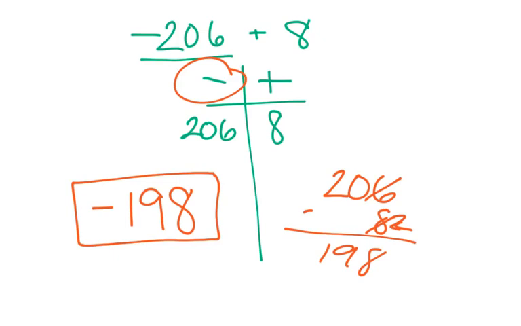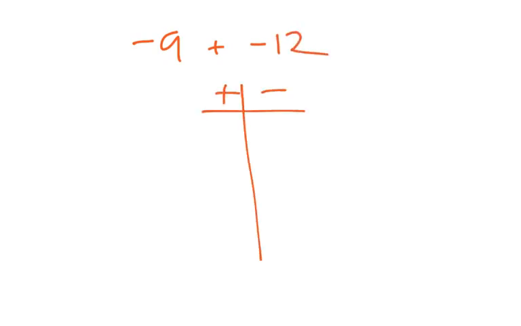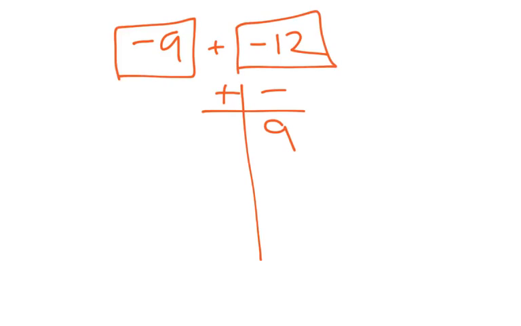This can also be used when you have two or more terms of the same sign. For example, negative 9 plus negative 12. Well, the first term is negative. That means 9 points for the negative team. The second term is also negative. That means they won another 12 points.